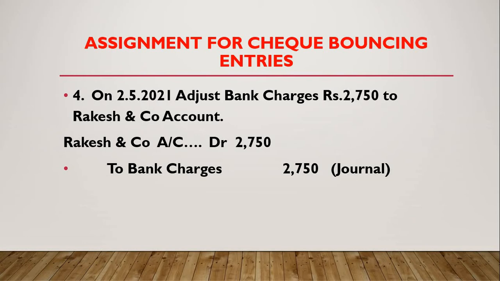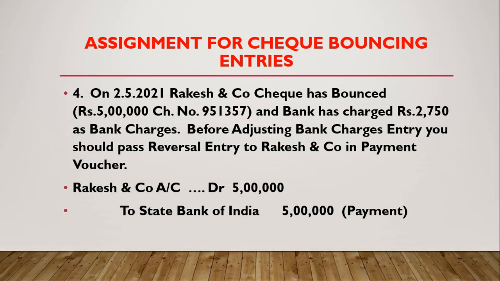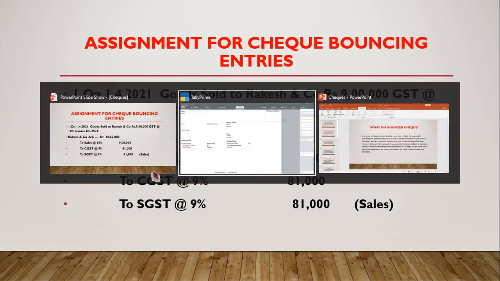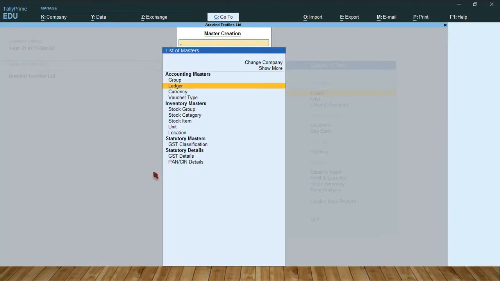On 2nd May 2021, adjust bank charges rupees 2750 to Rakesh and Company. Rakesh and Company, bank charges, both are created. So move to the first transaction. Go to voucher entries. Go to Gateway of Tally.